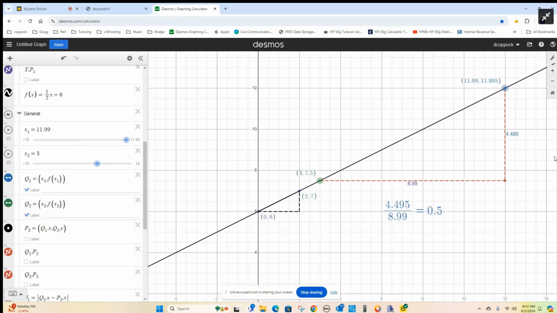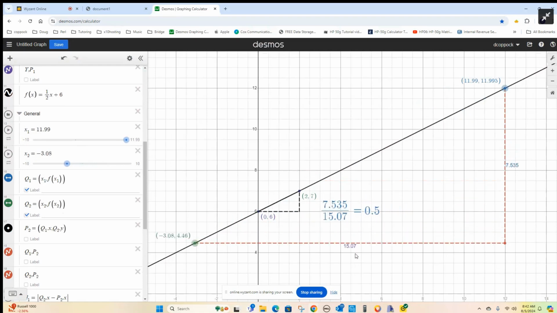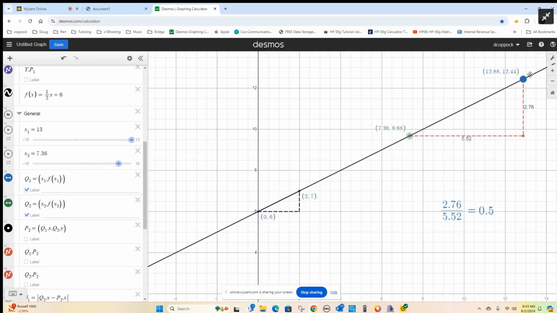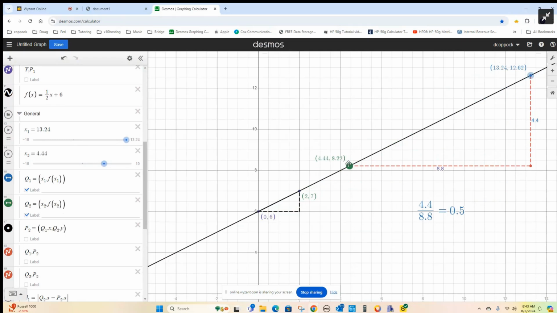But I don't care where I put these points. I could get some odd-looking decimals, but the slope is still 1/2, and that's going to be true for any 2 points on the line. The slope will, well, I got it out of the picture there. There's the slope right there, 0.5. Okay, again, it doesn't matter what the 2 points are. Any 2 points on that line, the slope connecting them will be 1/2.